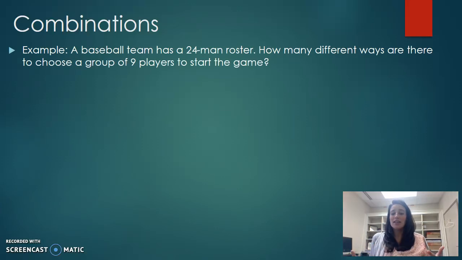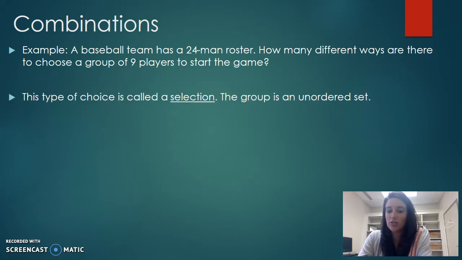Combinations. An example of a combinations problem would be a baseball team has a 24-man roster. How many different ways are there to choose a group of 9 players to start the game? So instead of batting first, maybe we're sending our players to the outfield first. So we just need 9 players to start the game. We don't care about what order they're in. We just want a group of 9.